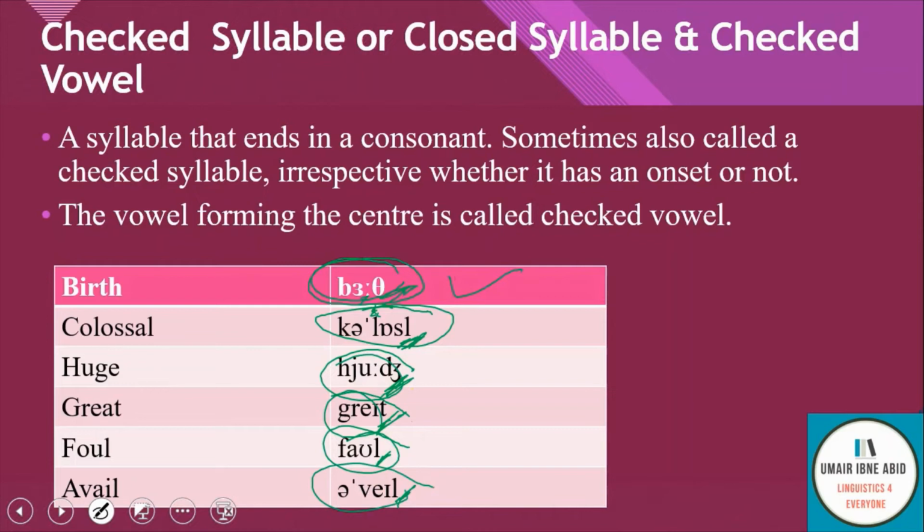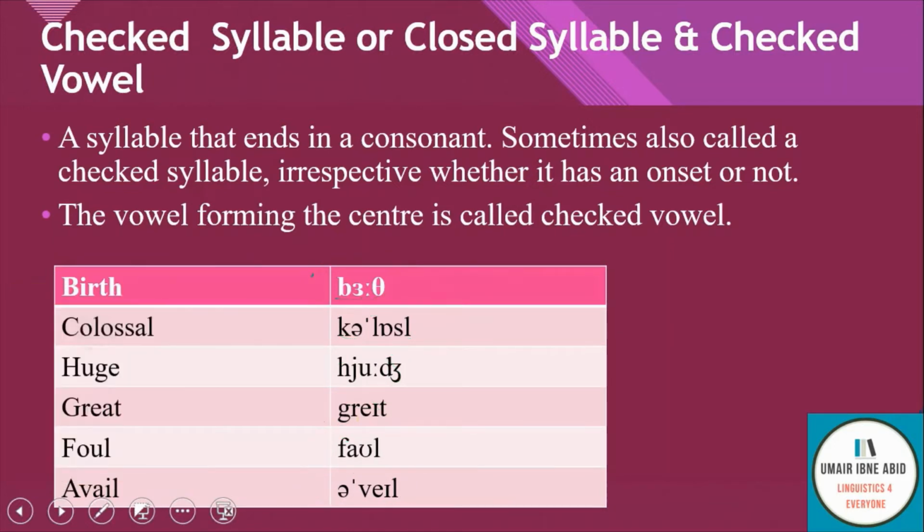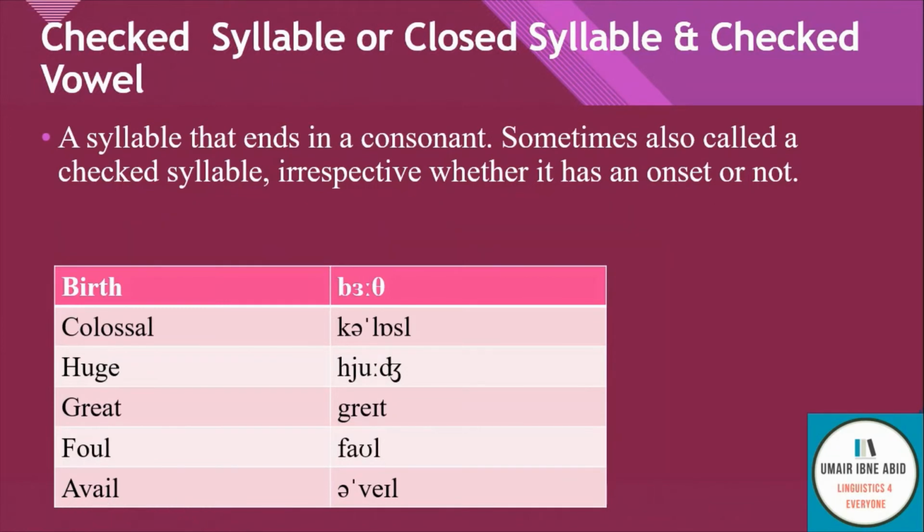Now, what are checked vowels? We have talked about how, because these are ending at a consonant, these syllables are called closed syllables or checked syllables. But what are the checked vowels? Let me show you. Let me erase.